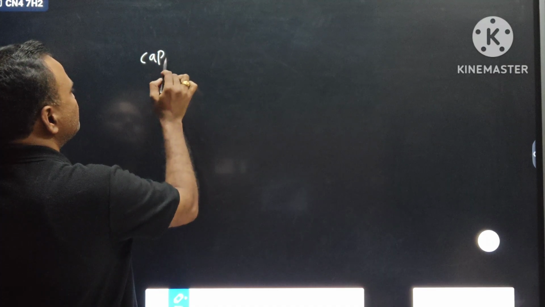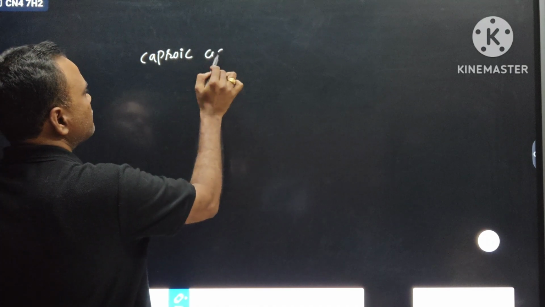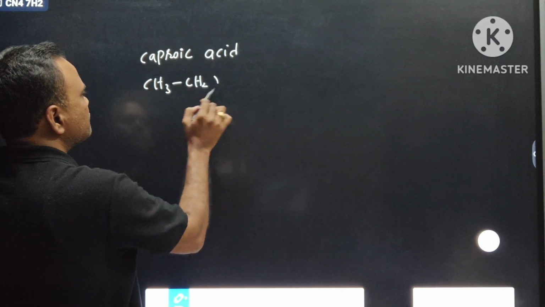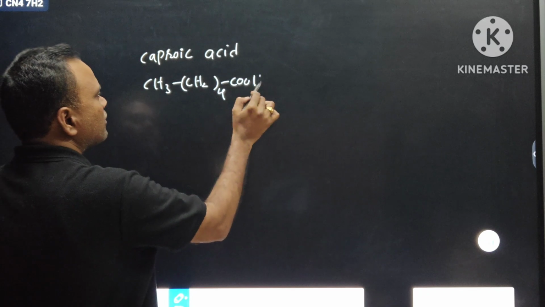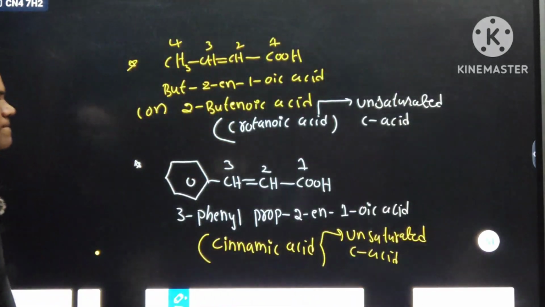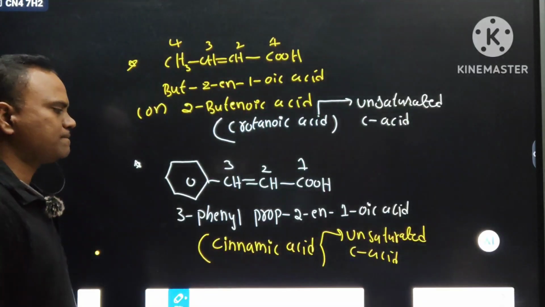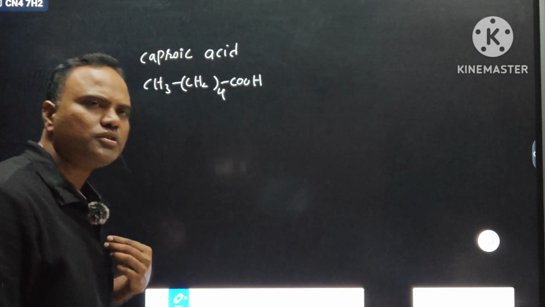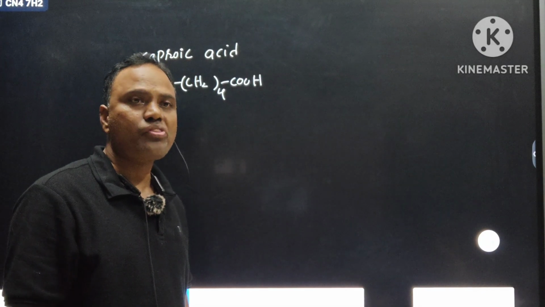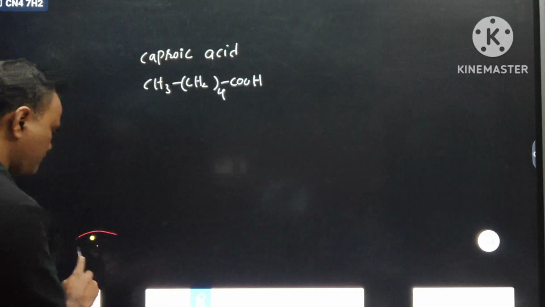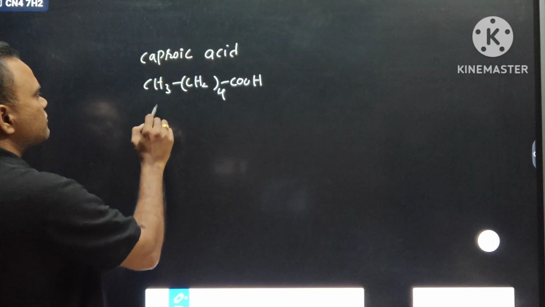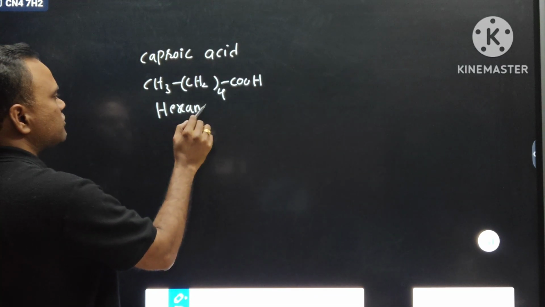Write this one also. After that, I will give you one more example. Caproic acid. You tell me, in this how many carbons are present? Now add this one also. One more example, caproic acid. What is its IUPAC name? How many carbons are present in this? So hexanoic acid is the IUPAC name. Caproic acid is the common name.